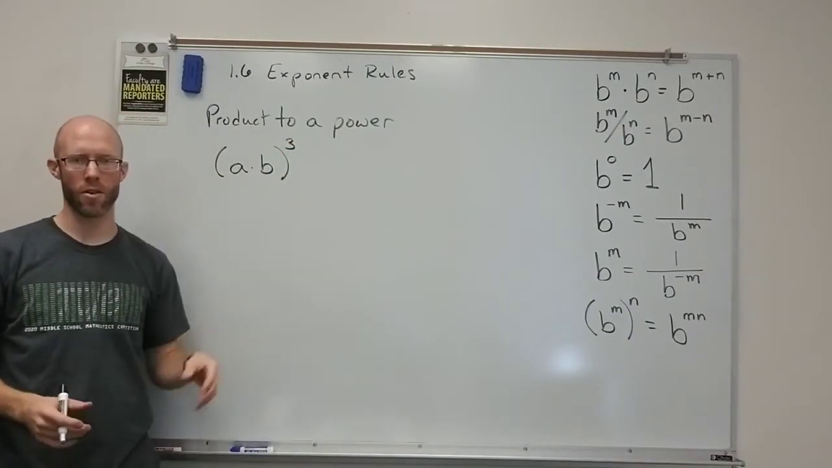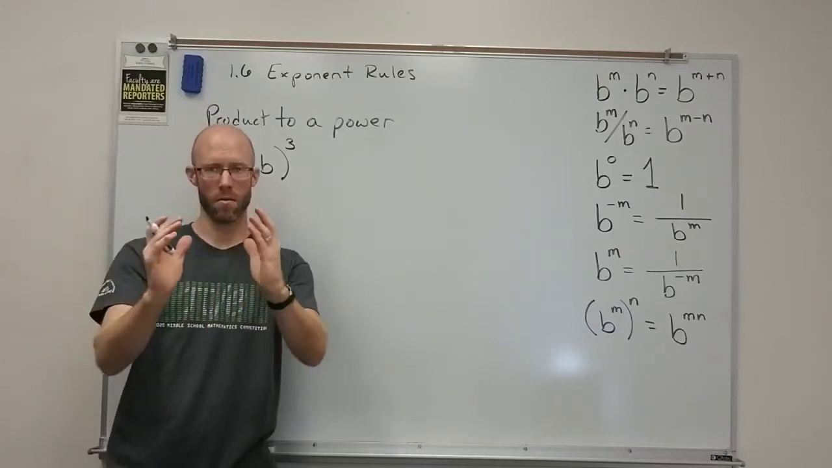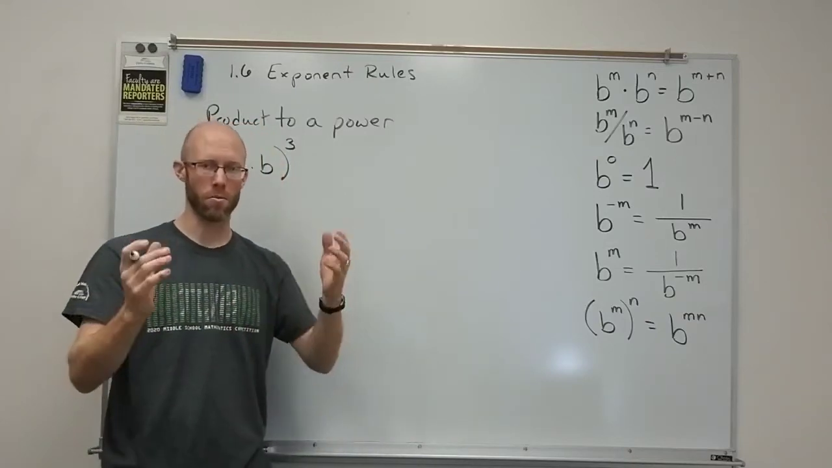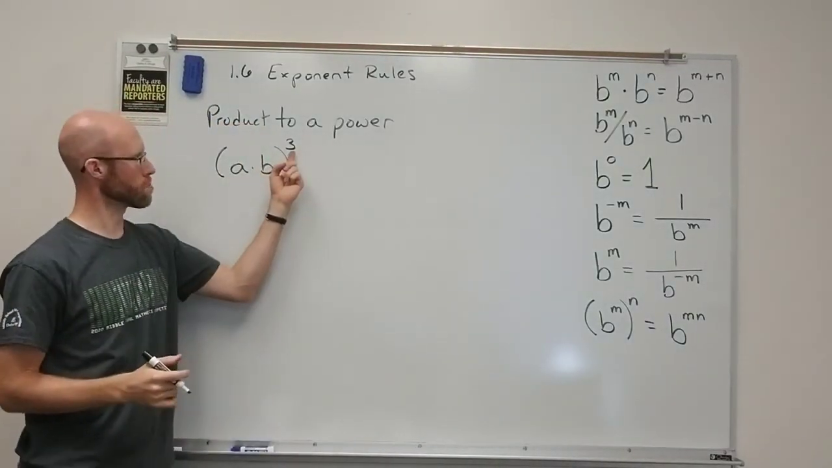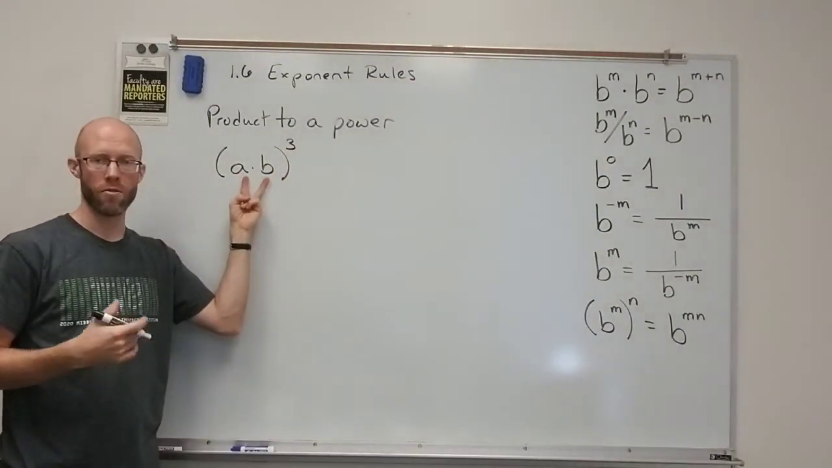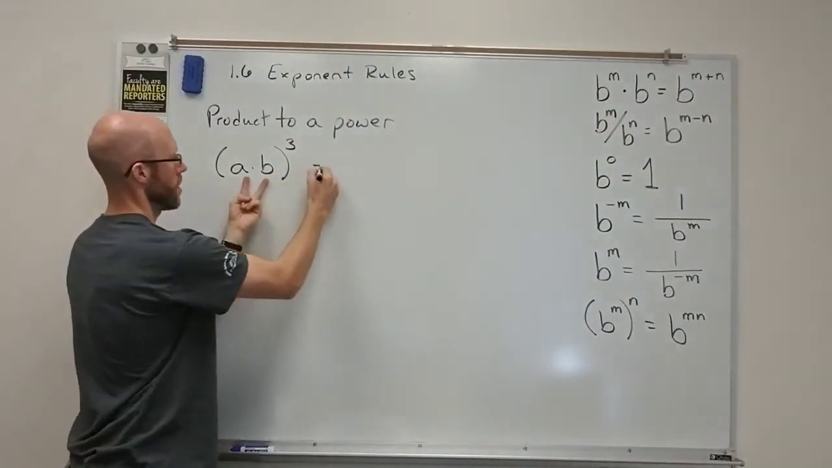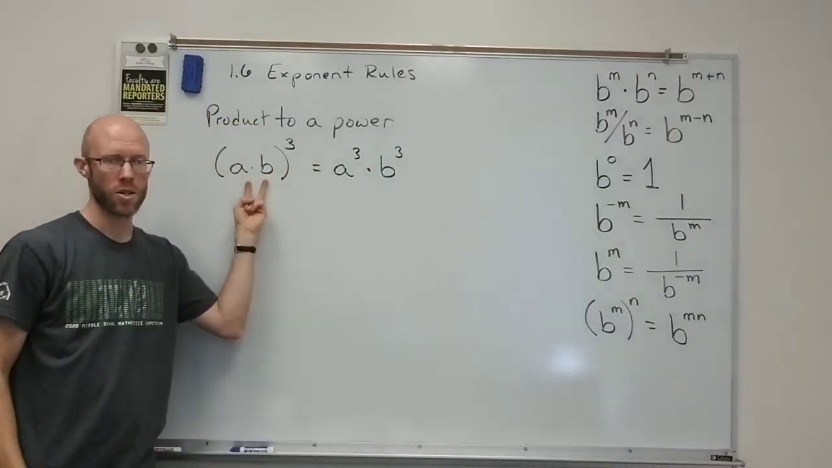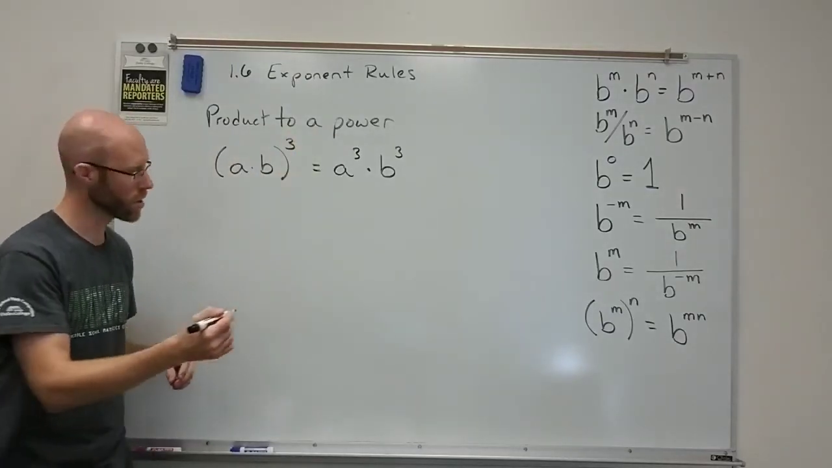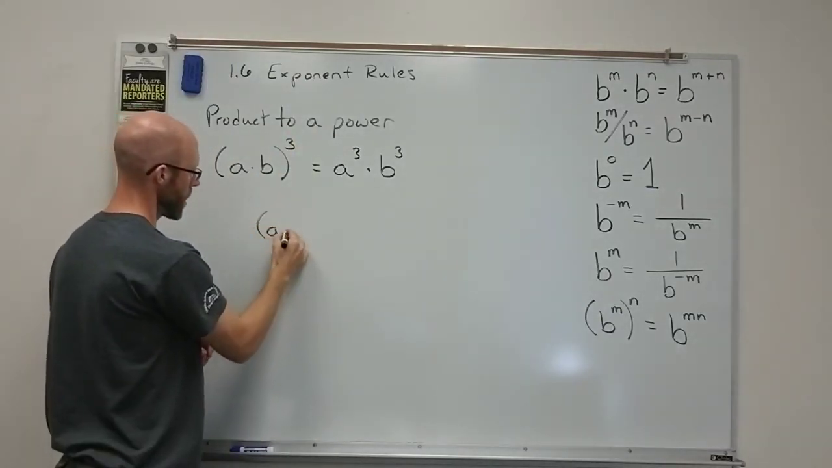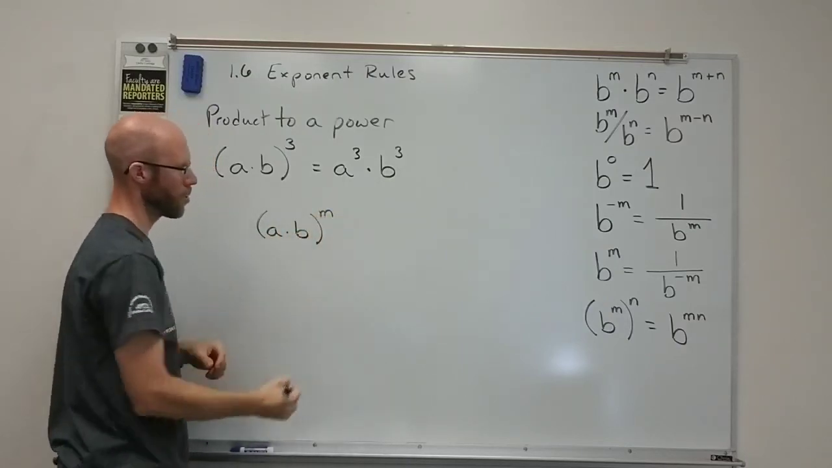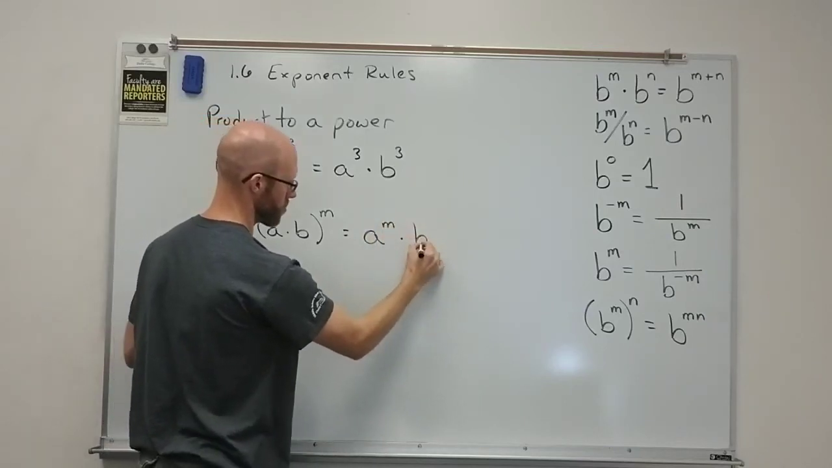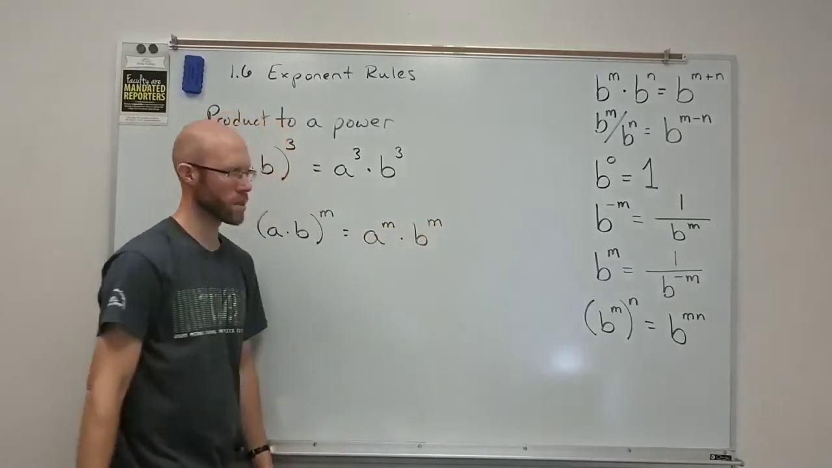Well, a times b to the 3rd is 3 copies of a and b. It's ab times ab, which is really 3 a's and 3 b's, and so you end up with a cubed and b cubed. Okay, so essentially this power applies to both factors in the parentheses. And so you have a cubed times b cubed, okay? So as a general rule, the product to a power rule is a times b raised to the m power is the same as a to the m times b to the m, okay?